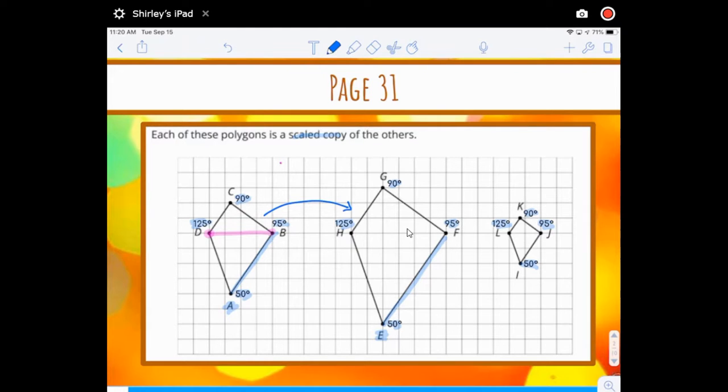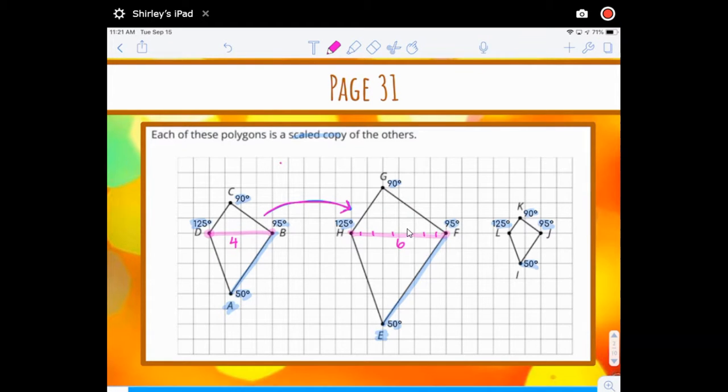If I count those blocks, segment DB in my original is 4, and then I'm going to count its corresponding part in shape E. Same distance here because it's easy. I can count straight across. I have 1, 2, 3, 4, 5, 6 blocks. So if I want to find the scale factor, I draw my arrow in like I did from the smaller shape to the larger shape.